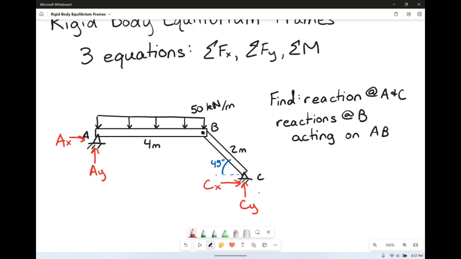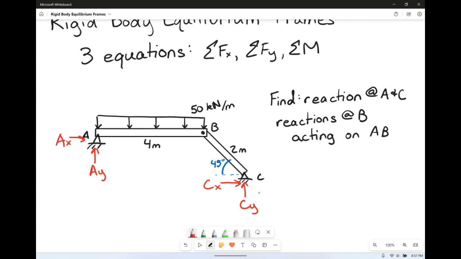We have a hinge at B, but technically in the overall, it does not actually have any forces. It's only internal. So if we try to sum the forces in the x direction, we have AX and CX. We can't figure that out. Two unknowns and one equation. If we sum the forces in the y, we have AY and CY. Again, two unknowns, one equation.